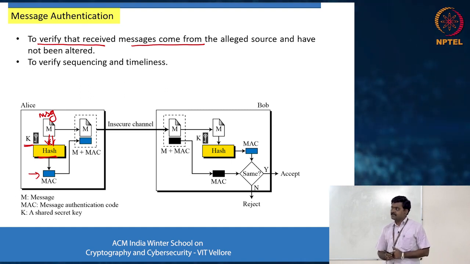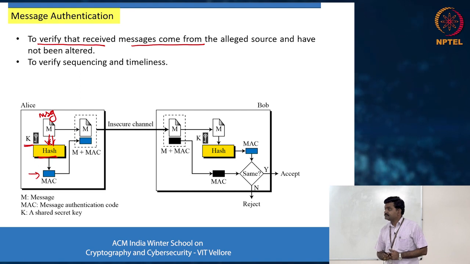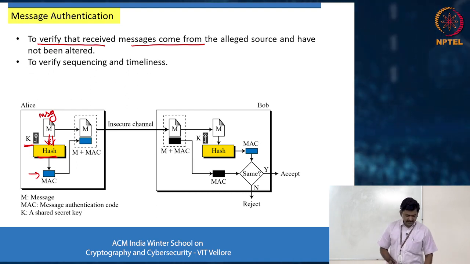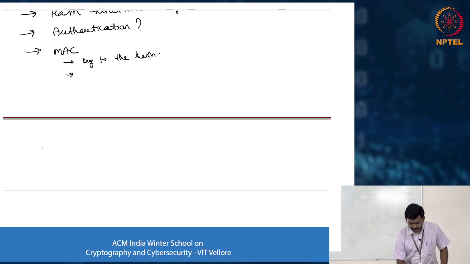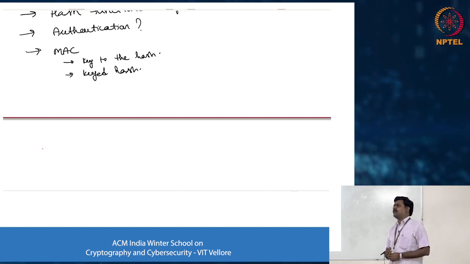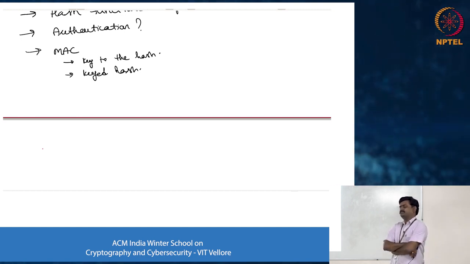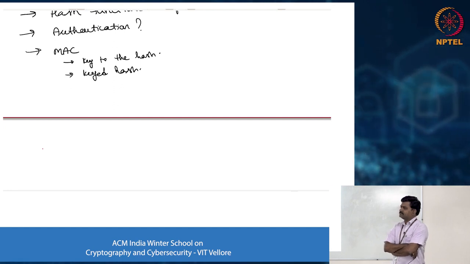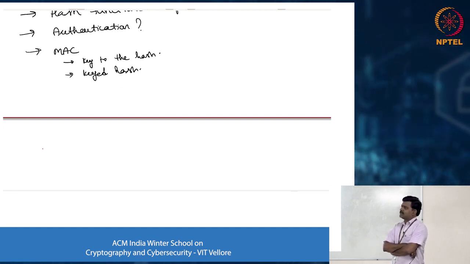So when you submit the message and key to the hash, what you produce is the MAC code. So that means keyed hash is MAC. MAC is nothing but keyed hash. Okay, my hash is not taking a key. How can I submit the key to the hash? You take the key also as one of the blocks.